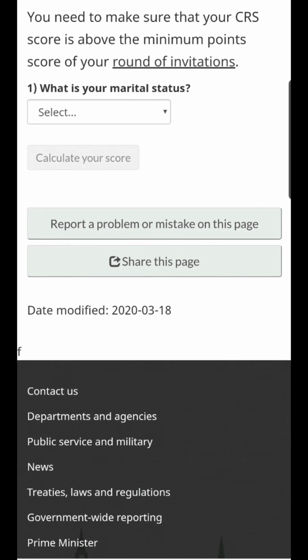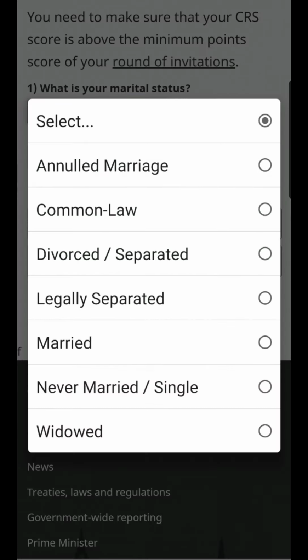The first question is, what is your marital status? There are many options. Now you can pick the option according to your condition: annulled marriage, common law, divorced or separated, legally separated, married, never married, single, widowed. For example, I will select married.